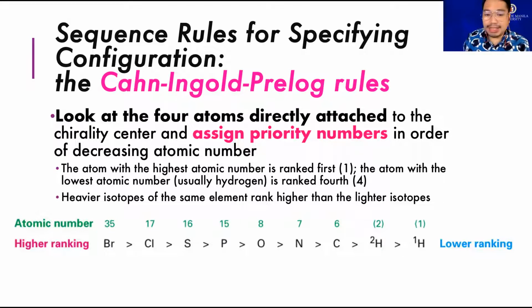And it all depends first on your atomic number, or basically the weight or size of your atom. So the bigger the number, like the biggest finger, your middle finger, will get the highest priority. We will prioritize it number 1. And then the smaller the atom or molecule or group attached to your central carbon is, the lower its ranking will be. 4.